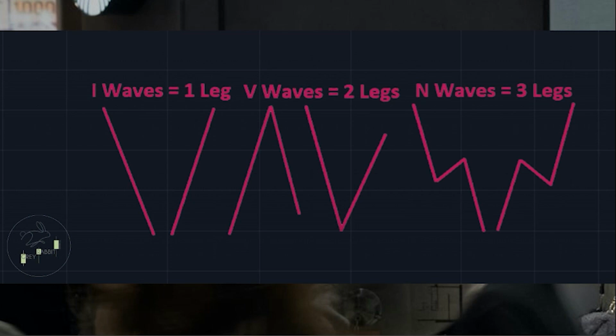Now if you put 3 of these I wave units together, you get an N wave. The N waves usually consist of an impulsive leg, followed by a corrective leg, and then another impulsive leg in the same direction as the original impulsive leg. Now that you have a basic understanding of their shape and behavior, let's take a look at some in an actual chart.